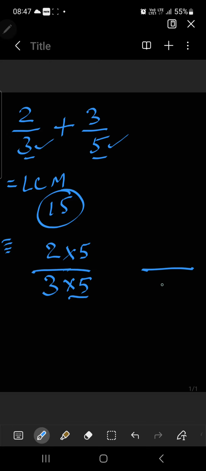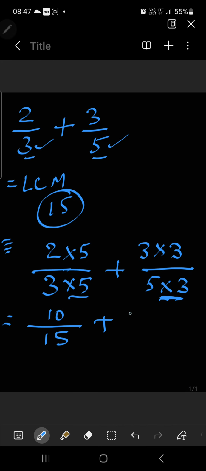Similarly, for the second fraction, I have to make my denominator 15. So I will multiply this denominator with 3. And because I had multiplied my denominator with 3, I also have to multiply my numerator with the same number. Okay. So what will we get next? 2 5s are 10 and 3 5s are 15. 3 3s are 9 and 5 3s are 15.